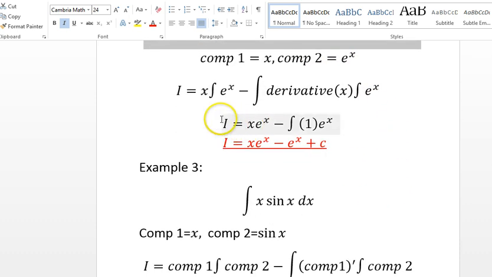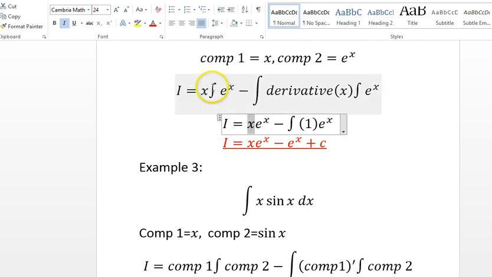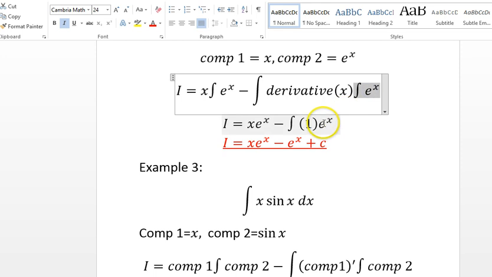Now what do we have? We have I, which is the integral, equal to x times, what's the integral of e to the x? I told you e to the x is very unique, because no matter whether you differentiate or integrate, you get the same thing, which is e to the x. It remains unchanged. So the integral of e to the x is e to the x. So x times e to the x, minus the big integral sign, the derivative of x. We know that the derivative of x is 1. So 1 times, once again, the integral of e to the x, which is again e to the x.